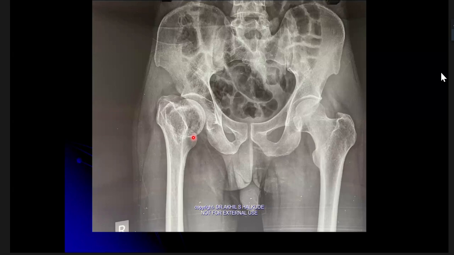So in a mature skeleton, sir, I would like to give a differential diagnosis of giant cell tumor. Okay, very good. Next. Simple bone cyst. Simple bone cyst is a diagnosis of immature skeleton or mature skeleton? Immature skeleton, sir. Very good. Next. So can be chondroblastoma.